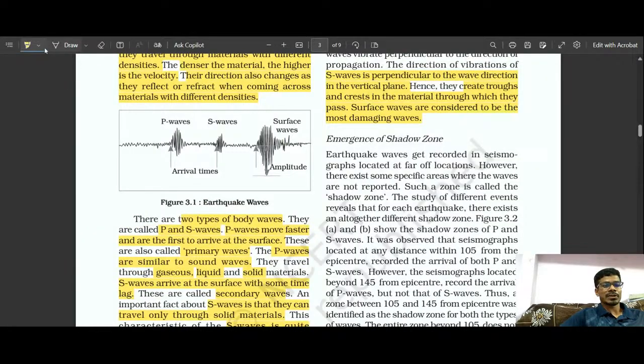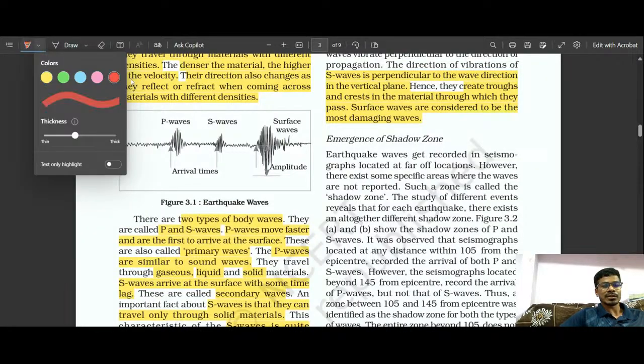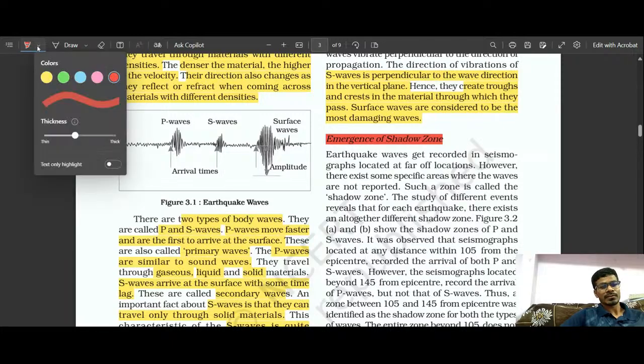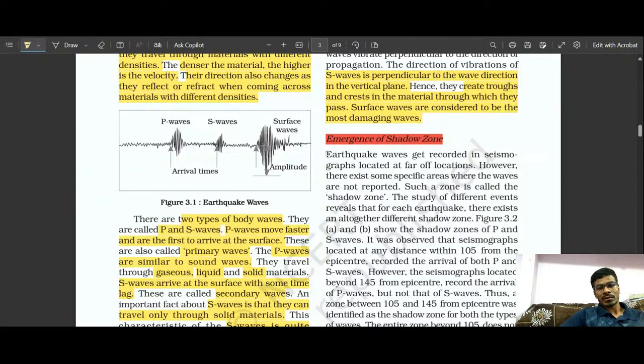Now talking about the emergence of this shadow zone. Shadow zone is just originated because of the differences in the material, as we know, this P wave and S wave. Let's read. The earthquake waves get recorded on seismographs located at far off locations. However, there exist some specific areas where waves are not reported. Such zones are called shadow zones.